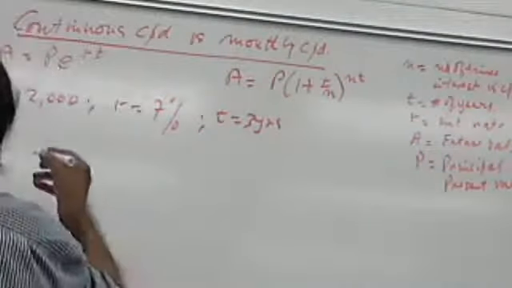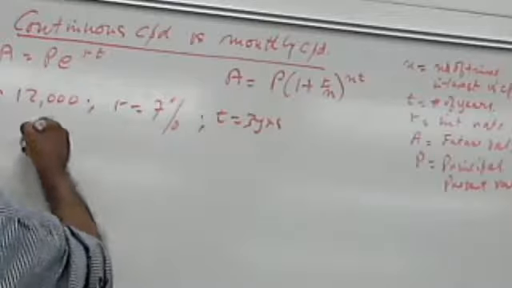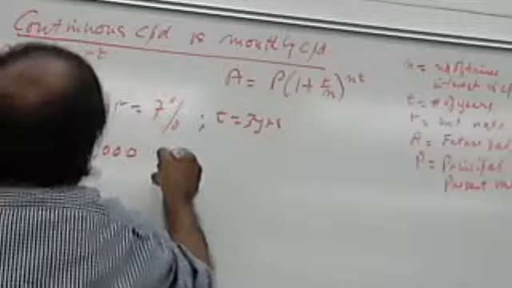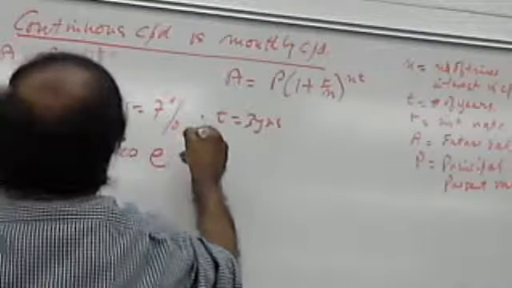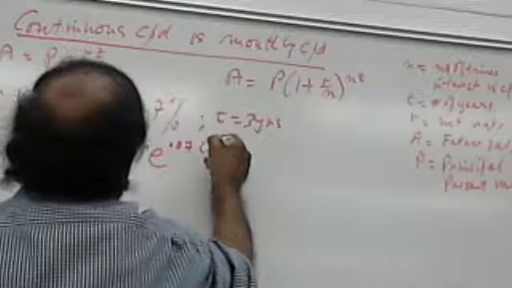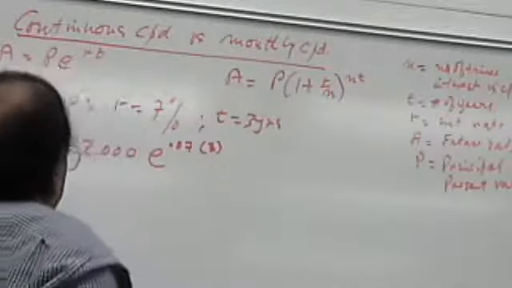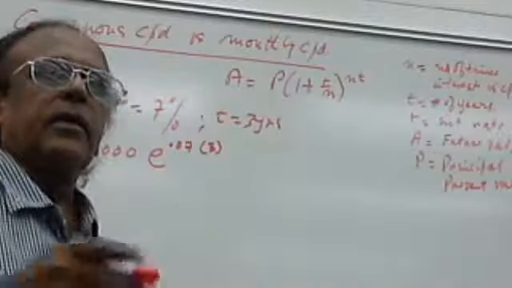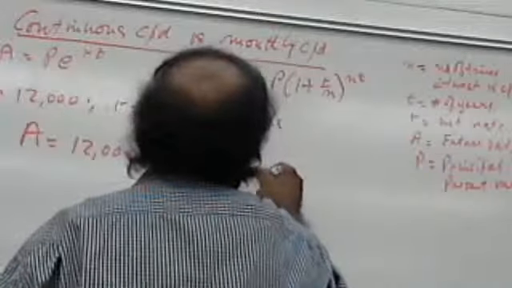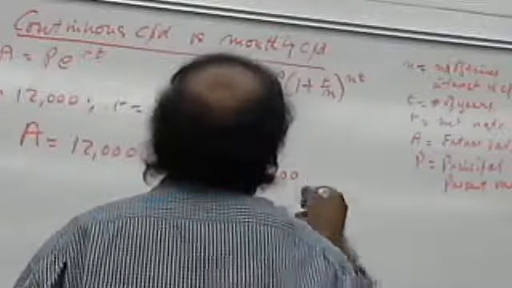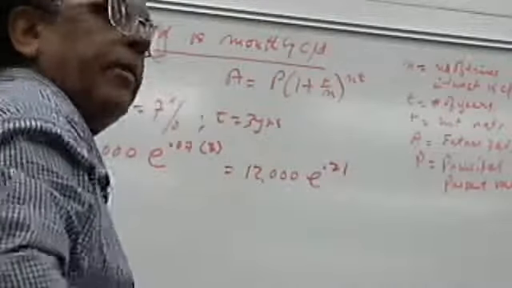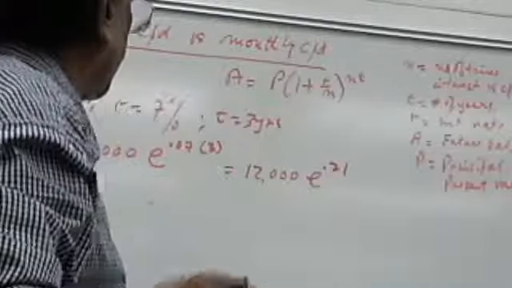So here, our future value A would be equal to our principal of $12,000 times e to the rt. Our r is 7%, so that would be 0.07 multiplied by our time, which is 3 years. All right? This is what we will now simplify. So this is equal to 12,000 times e to the 0.21. 3 multiplied by 0.07 gives us 0.21.